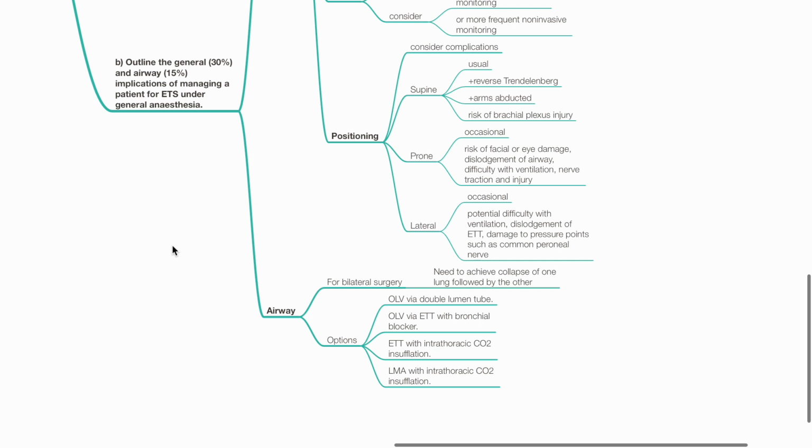The patient may also occasionally be positioned lateral with potential difficulty with ventilation, dislodgement of ETT, damage to pressure points such as common peroneal nerve, etc. Airway issues. For bilateral surgery, there is need to achieve collapse of one lung followed by the other. Options include one lung ventilation via double lumen tube, or one lung ventilation via ETT with bronchial blocker, or ETT with intrathoracic CO2 insufflation, or LMA with intrathoracic CO2 insufflation.